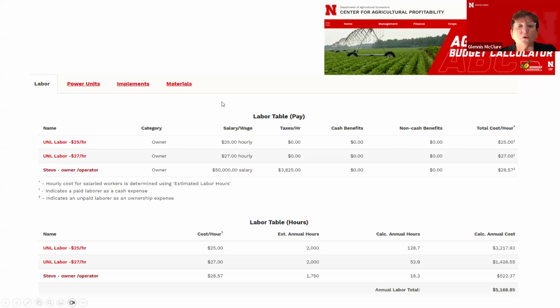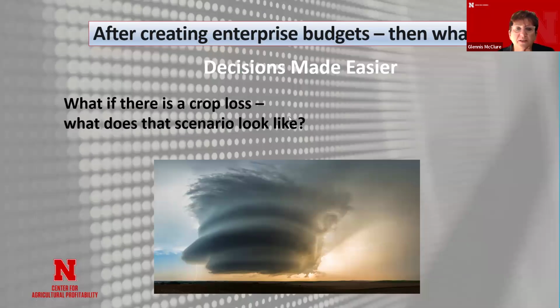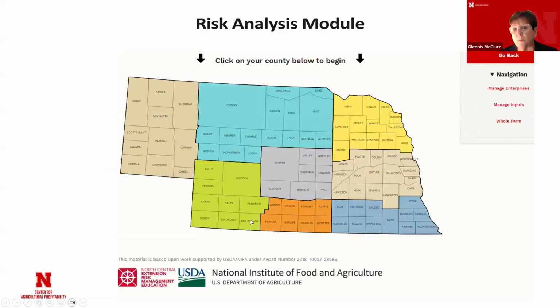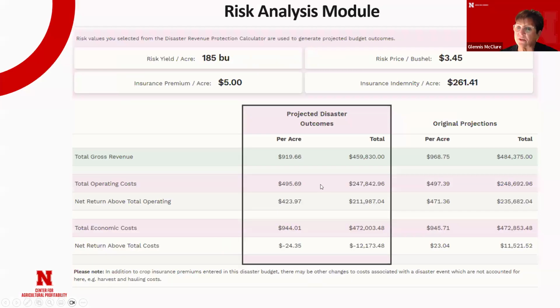All right, so then I mentioned the risk module. What if we have a crop loss, and what does that scenario look like? And so with that, we have again built in the crops for corn and soybeans across Nebraska by crop reporting district. As you do your budgets, you can actually click on your area, put in your APH, put in your crop insurance choices, those premiums, and look at what a scenario looks like if you're showing some kind of disaster.